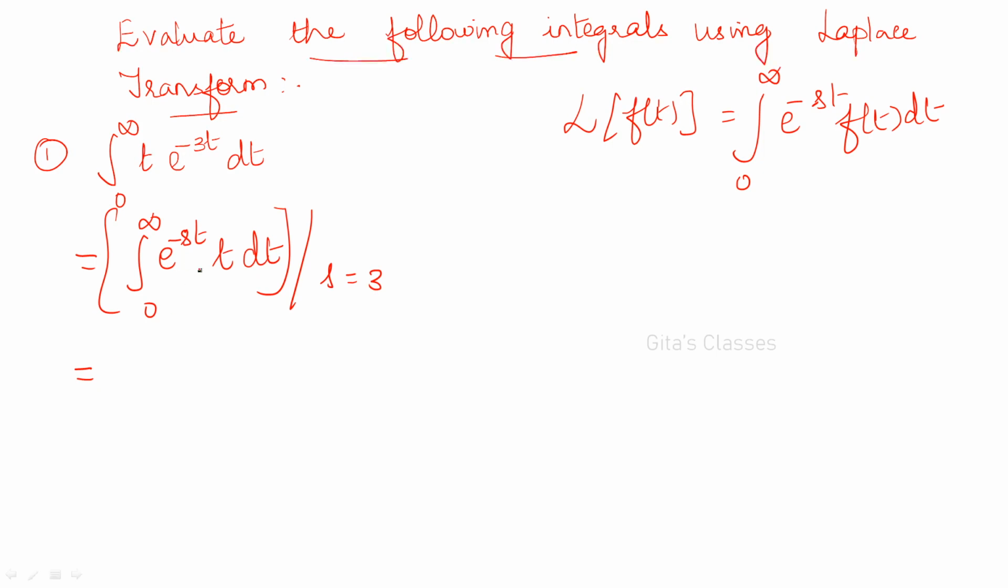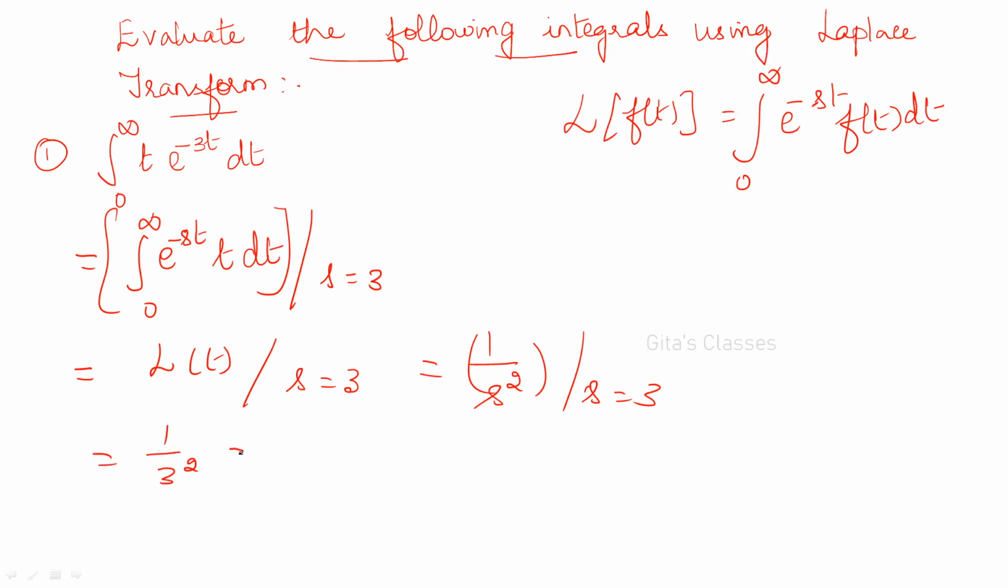And what is this by definition? It is L of t. We know that the definition of L of t is integral 0 to infinity e power minus st, with the function t, dt, at which s is equal to 3. So what is L of t? 1 by s squared, at which s is equal to 3. That is 1 by 3 squared, that is 1 by 9. This is the integration value.